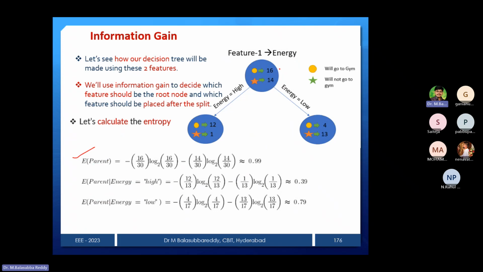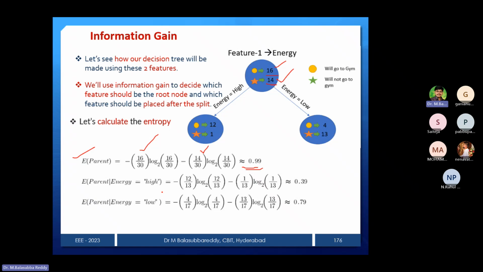So what is the entropy of the root node? The total is 16 positive class and 14 negative class out of 30. Therefore 16 by 30 and 14 by 30. You can see 16 by 30 and 14 by 30, and that will give 0.99. The entropy of the parent is 0.99.